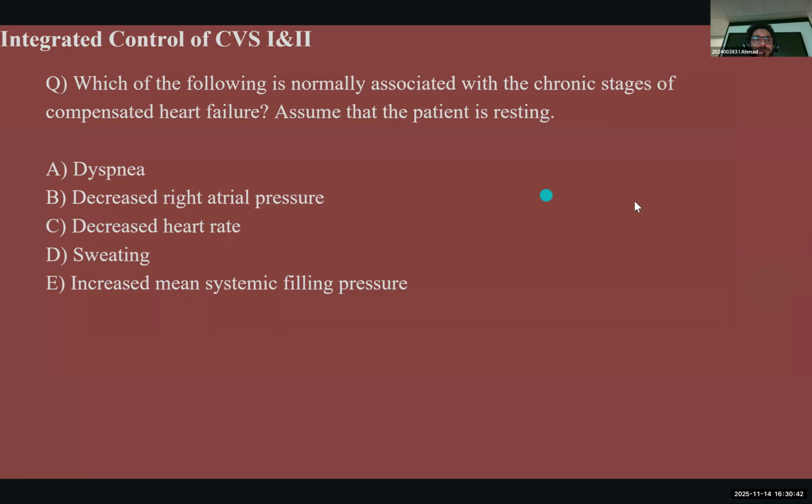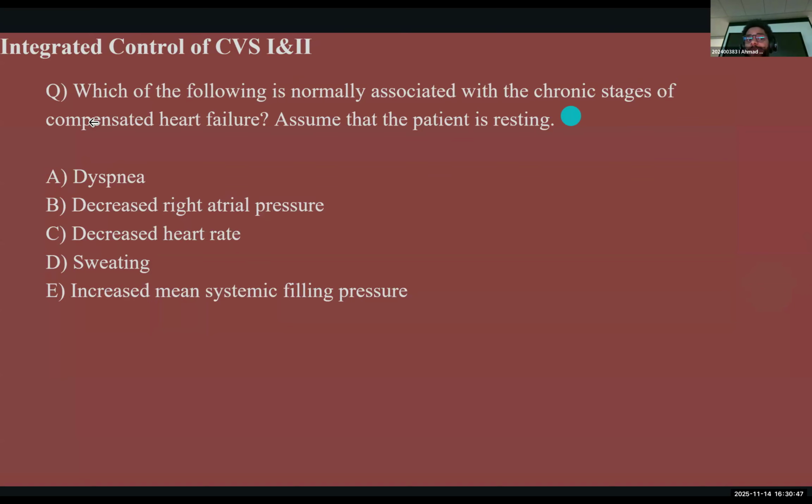Next question. Which of the following is normally associated with the chronic stages of compensated heart failure, assuming that the patient is resting? We got two E's. Any other guesses? Any other answers? Fully confident answers, no guesses. MashaAllah alaikum. Well, yeah, the answer is indeed E.